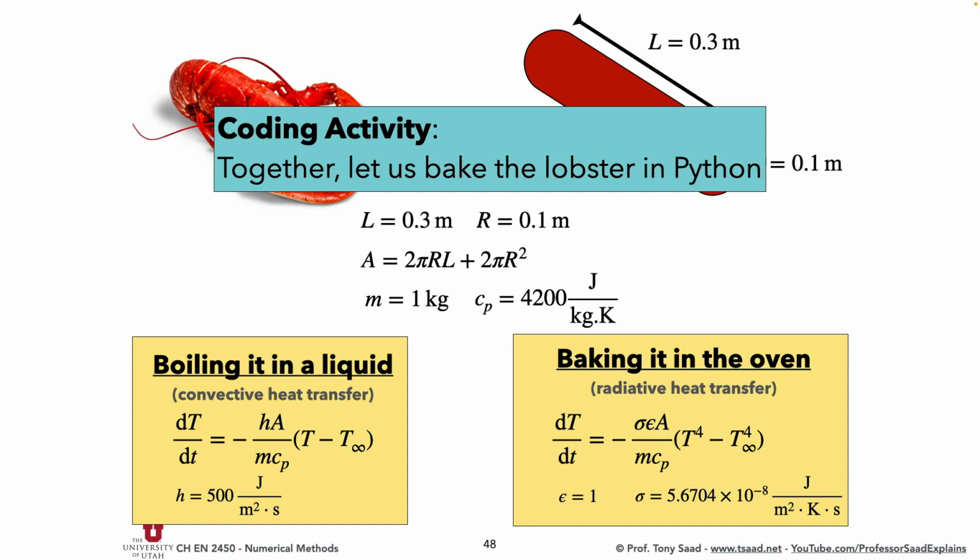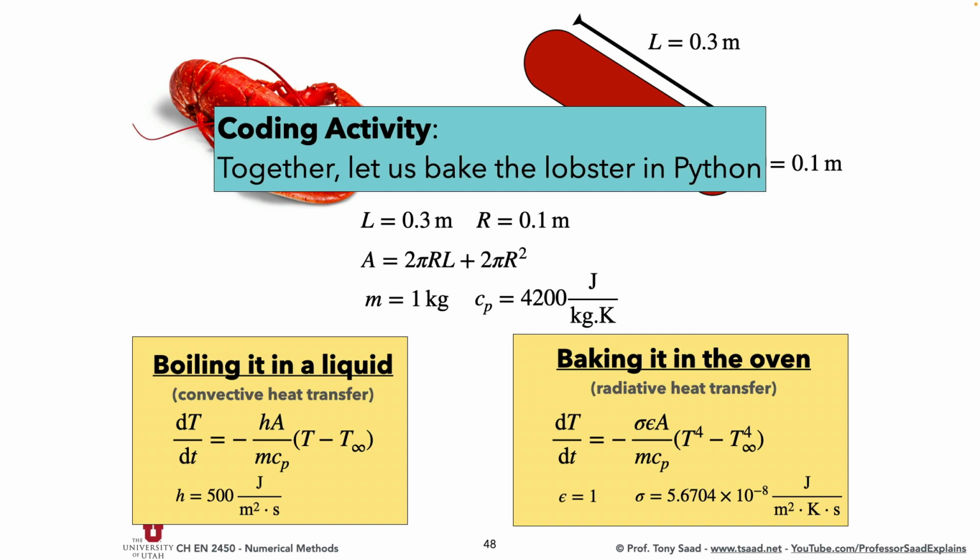I don't know, maybe 350 Fahrenheit or something for a properly cooked lobster. And we had 2 options for these differential equations. The first option, boiling it in a liquid, water, oil, or steam or something, right? And the ODE looks like this. I explained that at length last time, so we're not going to go over it again.